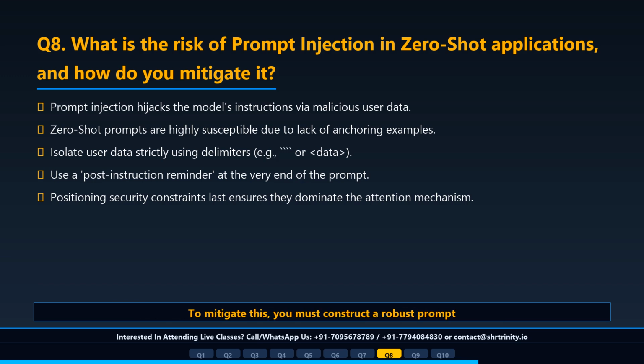To mitigate this, you must construct a robust prompt architecture. First, use strict delimiters like triple backticks to isolate the user data. Second, use a post-instruction reminder. Place the core system instruction both at the beginning of the prompt and explicitly repeat the negative constraints at the very end, after the user data. This ensures the model's attention mechanism processes your security constraints last, overriding any injected commands.